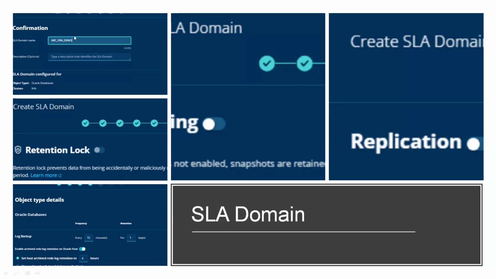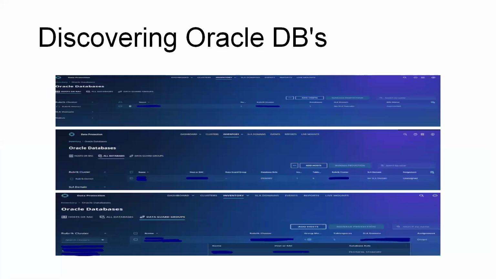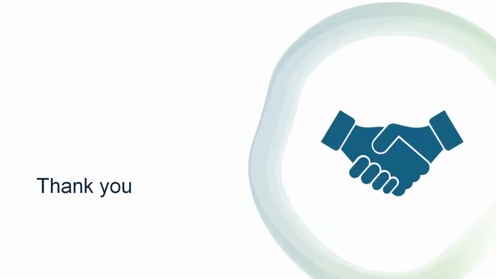Next, we will have the name of the SLA domain. We can mention a name for the SLA domain and create. Once we create it, it will be assigned to the DB host which we selected. After that, we can wait until the backup window as per the SLA domain, or there is an option to take an on-demand backup. So select that DB host and click on three dots. We can see the options live mount, log backup, or on-demand database backup. These options we can see. We can run an ad hoc backup if required and test. Thank you.